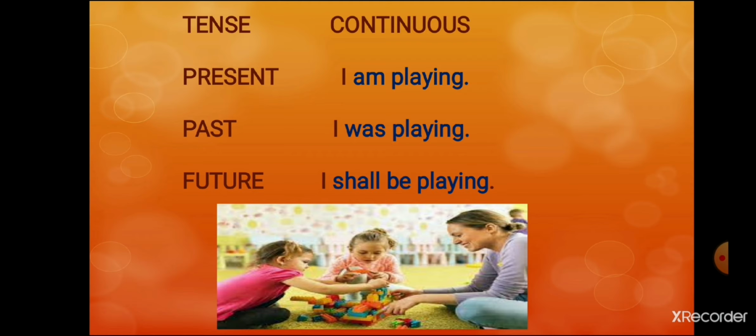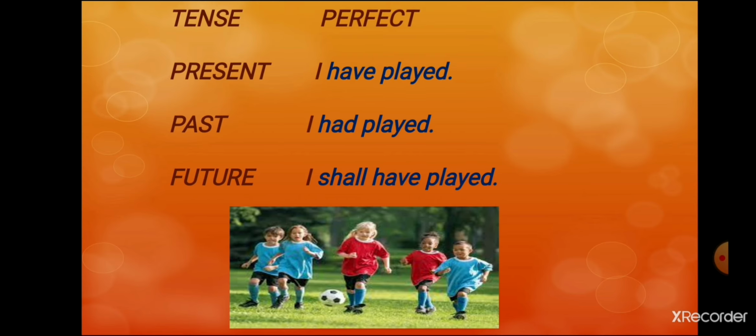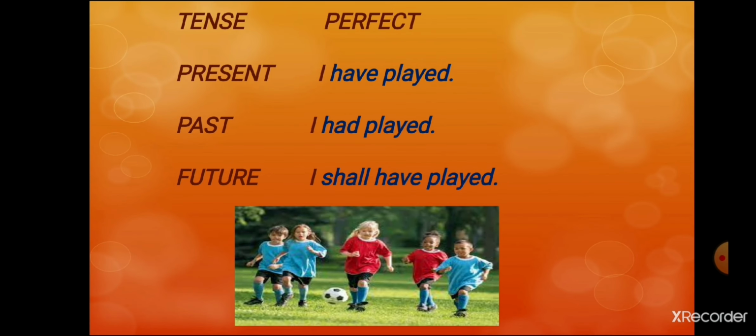Okay, the next one, students, to show perfect one like I have played. To show present tense, we use helping verb have. I have played, I had played. To show future, we can use I shall have played.